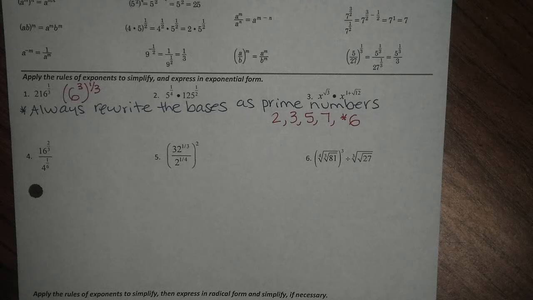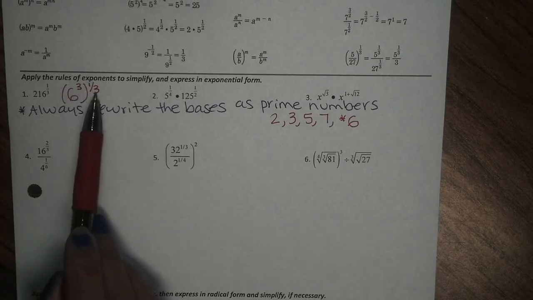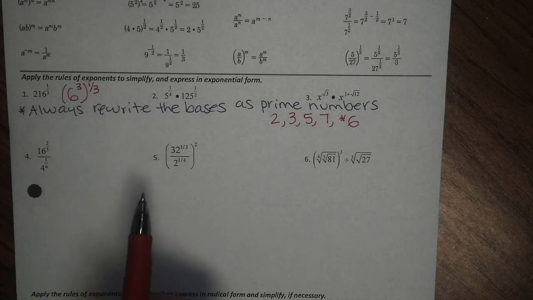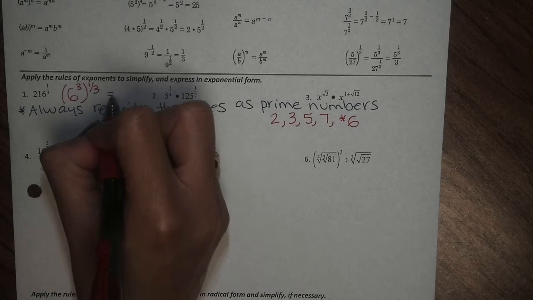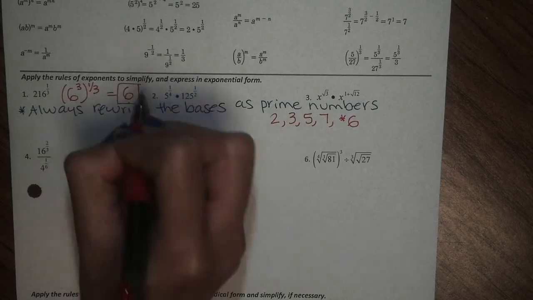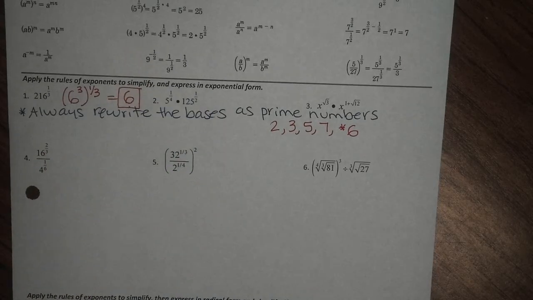Okay, so number 1. I went ahead and took the 216, which was a perfect cube, and I wrote it as 6 cubed. That's 216. You have to memorize that. Then that's being raised to a 1/3. And now to get your final answer, you just apply the rules of exponents. When you have a power raised to a power, you're supposed to multiply those. So 3 times 1/3 is just 1. So the answer would be 6. Number 1, the answer is 6. That's it.